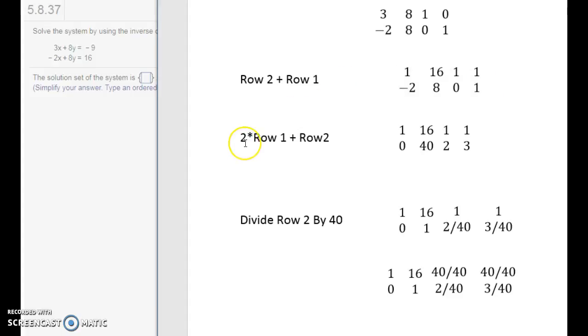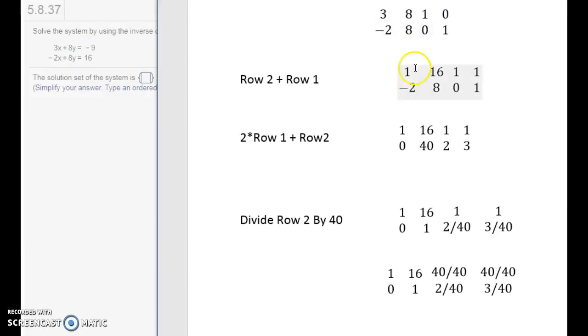Now I'm going to multiply everything in row 1 by 2 and add it to row 2. And that's going to be my new row 2. So if I double this, I get 2 plus negative 2, that gives me 0. Multiply this by 2, 32 plus 8 gives me a 40. 2 plus 0 gives me a 2, and 2 plus 1 gives me a 3. Now I'm going to divide row 2 by 40, and I'm doing all these steps with the goal of getting this on the left side.